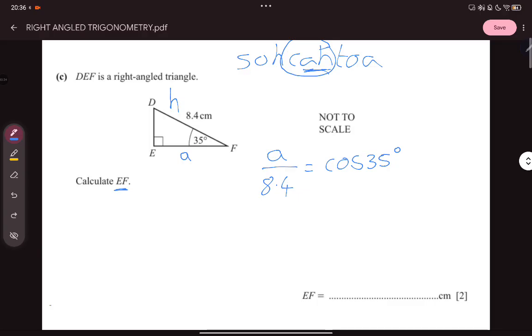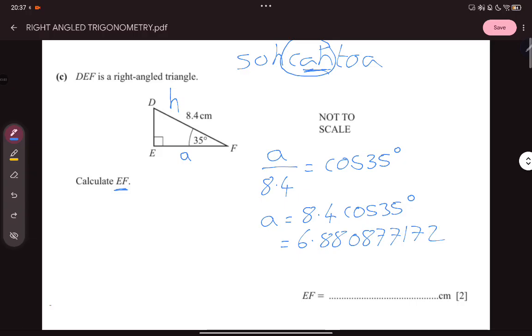Okay, so A equals, I'm dividing by 8.4 on that side, so multiply by 8.4 on the other side there. So 8.4 times cosine 35 degrees. Type it into your calculator exactly as that looks and see if you get the same answer as me. I've got 6.88. I'll write down my full calculator answer, 6.877172. So there's my full calculator answer for this one.